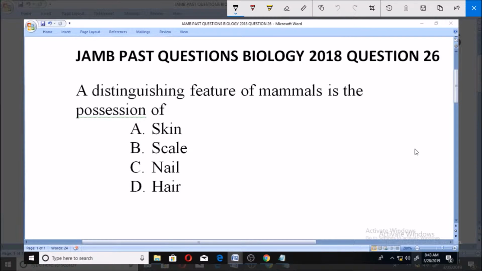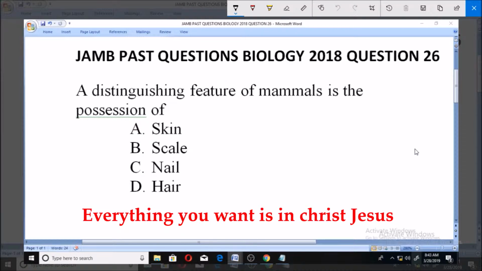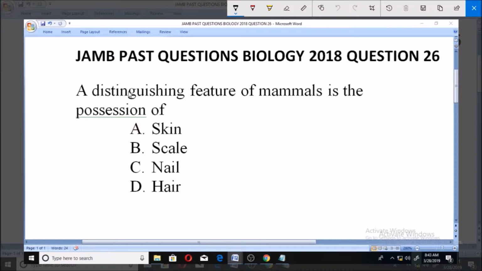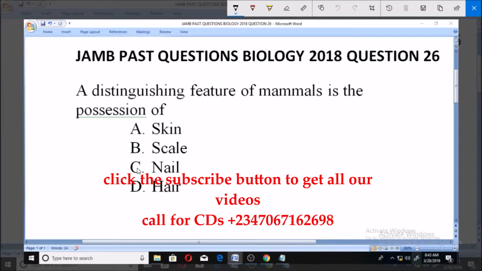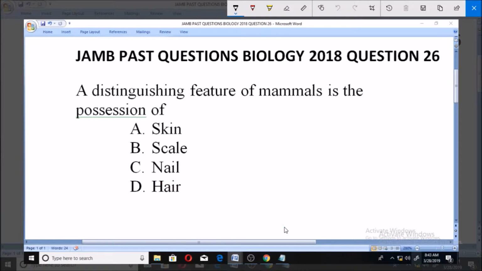Welcome. Let's look at this JAMB past questions, Biology 2018, question number 26. A distinguishing feature of mammals is the possession of A. Skin, B. Scale, C. Nail, D. Hair. So what is that characteristic that mammals have that other organisms don't have?